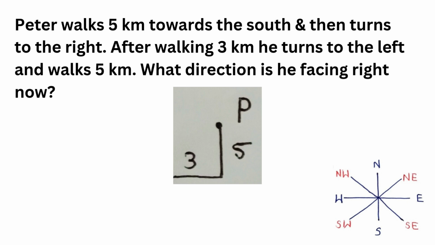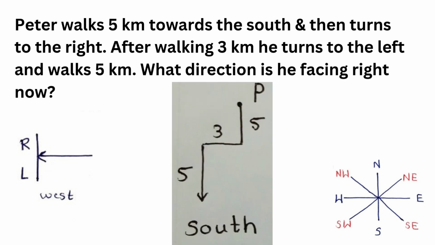Now he is facing the west direction, and the left of Peter is like this. So we have to draw it in the downward direction and 5 kilometers. So the question is, what direction is he facing right now? We can clearly see that the direction is south direction. So the answer is south.